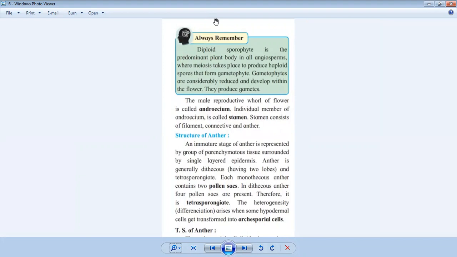Now let's start with the next point, the anther, which is related with the male gamete or the male gametophyte.